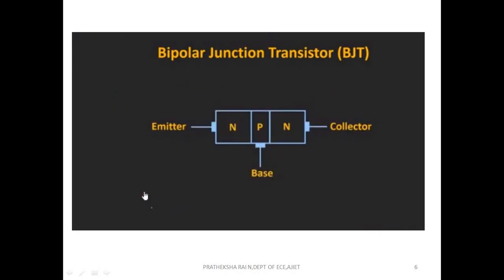In this bipolar junction transistor, there are three doped regions: the emitter, the base and the collector. Based on the doping of these three regions, it is known as either an NPN or a PNP transistor. In the case of the NPN transistor, both the emitter and the collector are doped with N-type impurity and the base is doped with P-type impurity. On the other hand, in the PNP transistor, the base is doped with N-type impurity and the emitter and the collector are doped with P-type impurity. And here, the term bipolar indicates that both electrons and holes contribute to the flow of current.